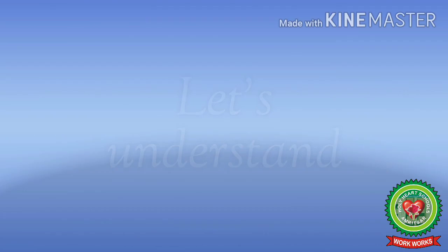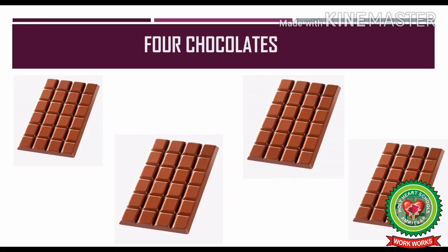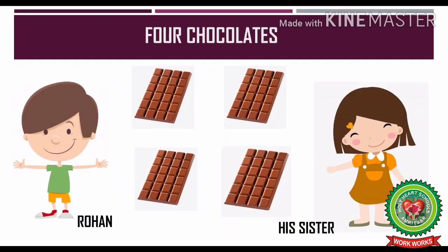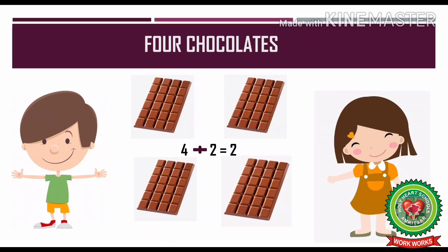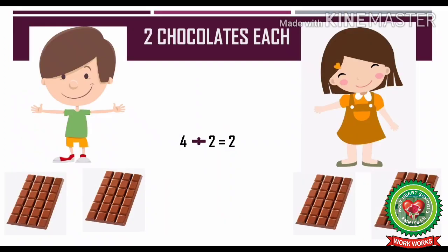Let's understand. One day, Rohan's mother bought 4 chocolates and these 4 chocolates had to be divided between Rohan and his sister. So the mother had to divide these equally. So 4 chocolates had to be divided among these 2 kids. As we know, 4 divided by 2 is 2. So Rohan will get 2 chocolates and his sister will get 2 chocolates as well. So they get 2 chocolates each.